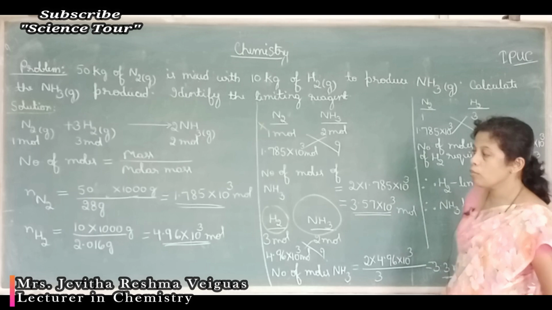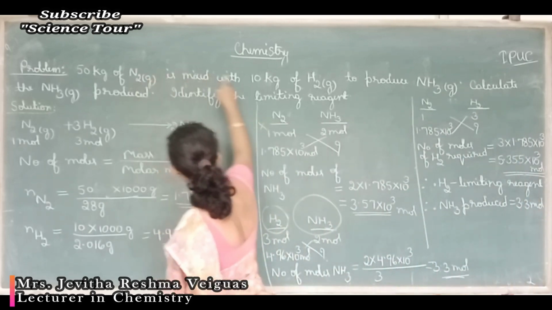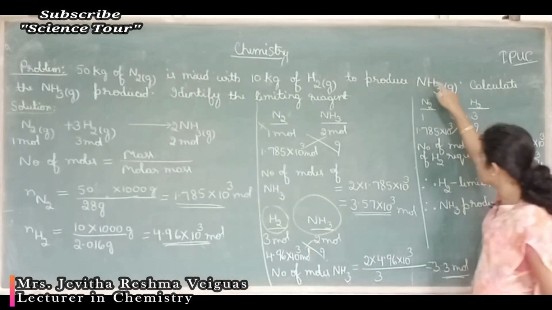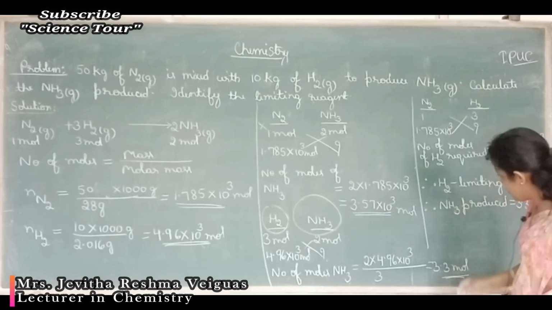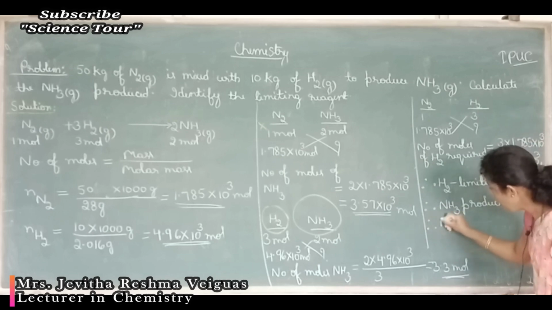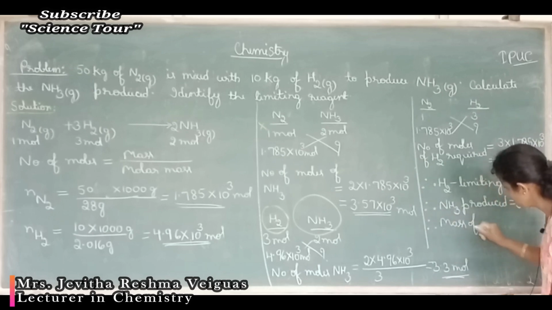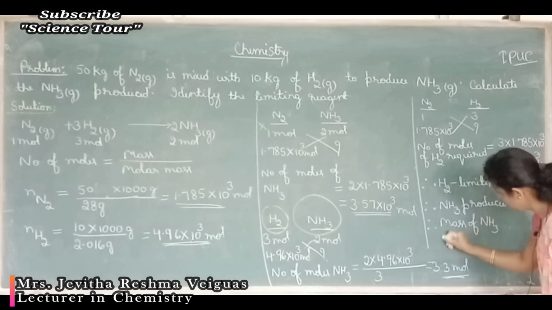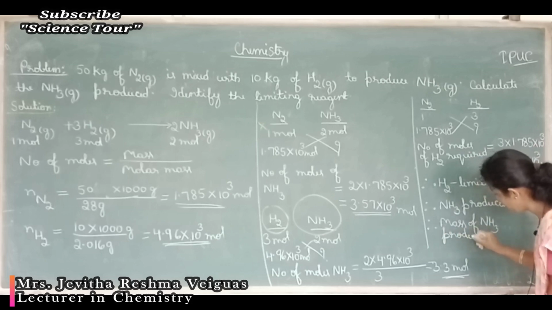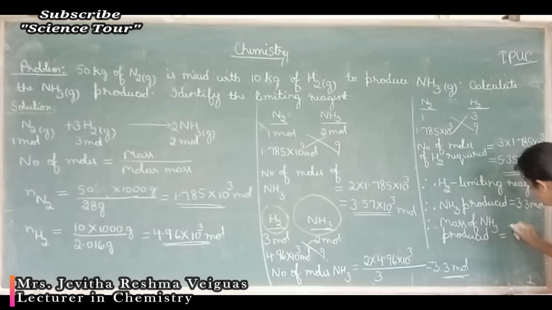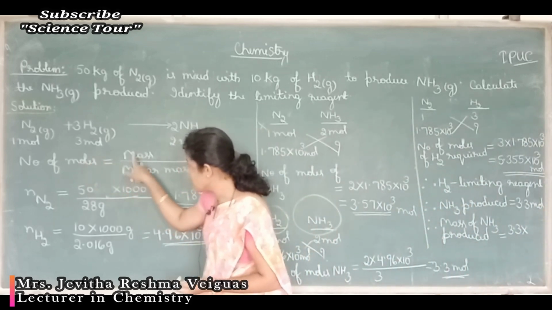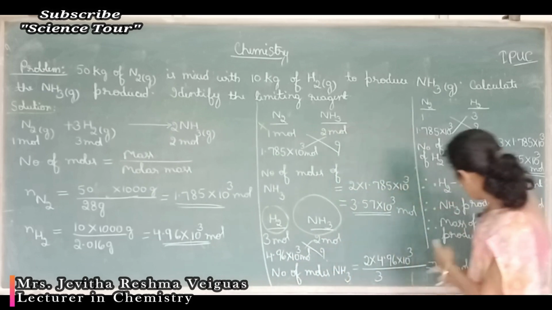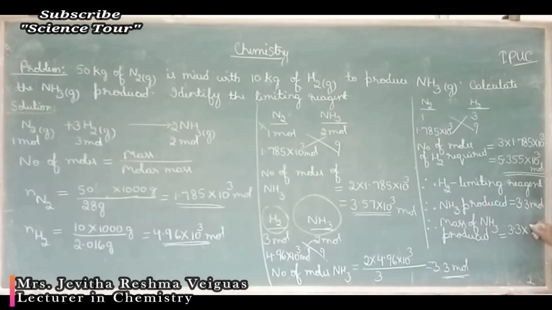But we don't want it in moles because here masses of nitrogen and hydrogen are given. Hence we have to find the mass of ammonia. So let's convert number of moles into mass. So therefore, mass of ammonia produced is equal to 3.3 into 17. Why? I'll tell you. Number of moles into molar mass gives you mass. Number of moles is 3.3. Molar mass of ammonia is 17.